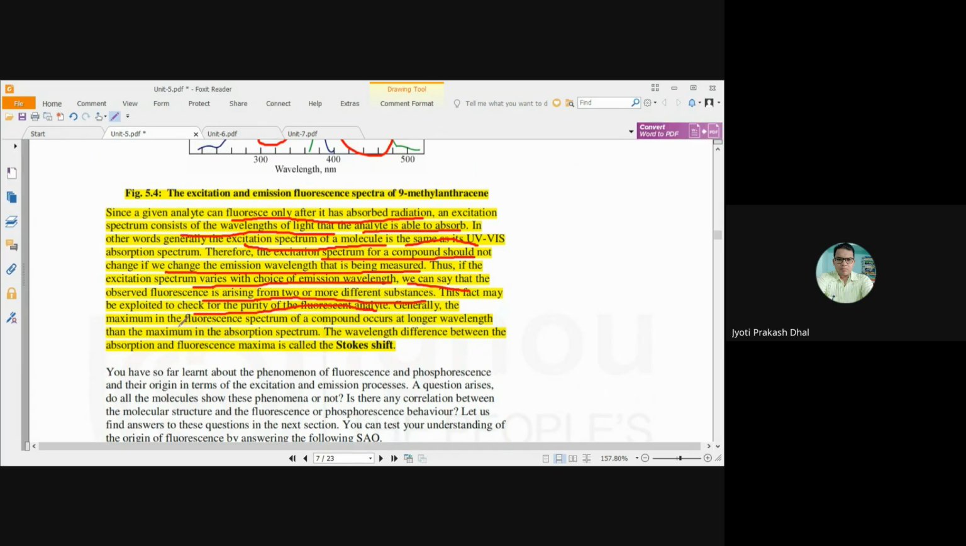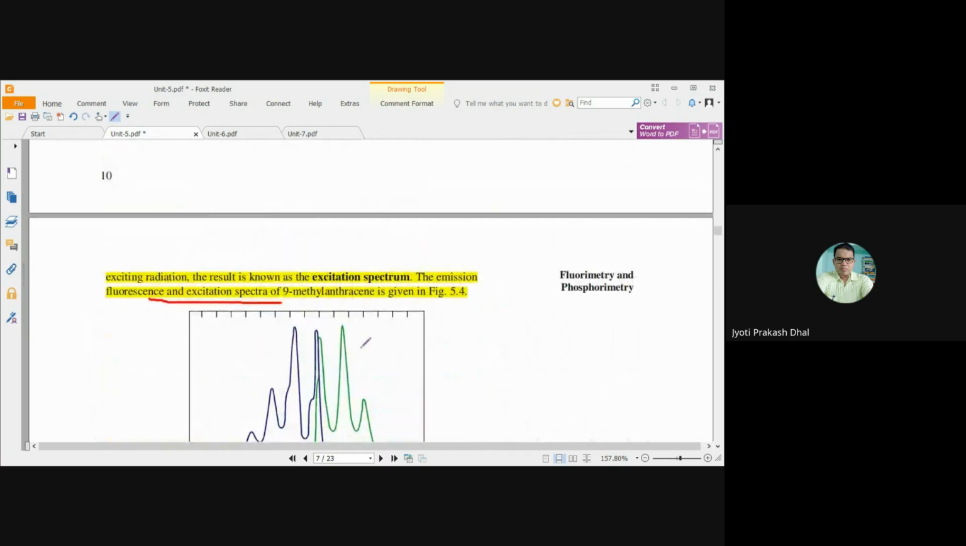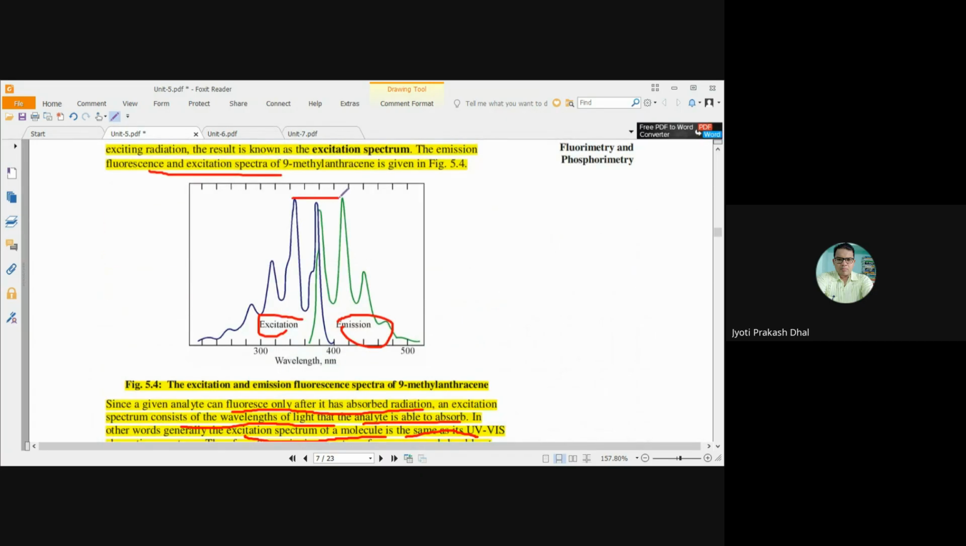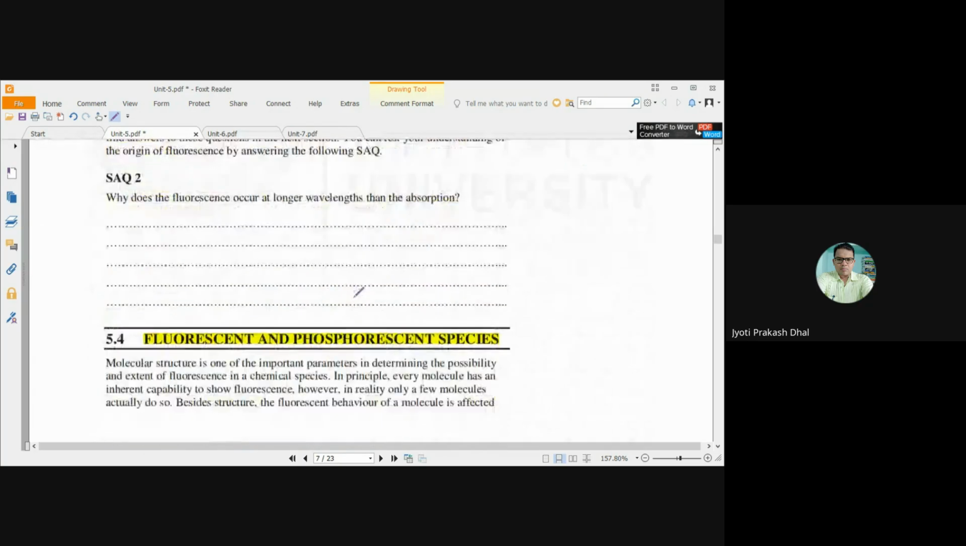Generally, the maximum in the fluorescence spectrum of a compound occurs at a longer wavelength than the maximum in the absorption spectrum. So the wavelength difference between the absorption and fluorescence maxima is called Stokes shift. So this is the absorption maxima and this is the emission maxima. So this wavelength difference is known as Stokes shift.